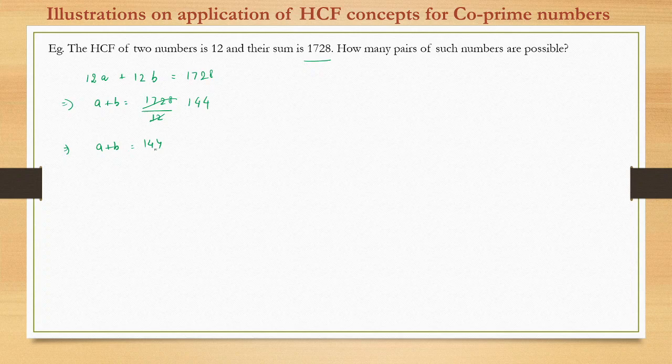So this boils down to finding the number of ways in which a number can be written as a sum of two co-prime numbers, right? So this we already know. We have seen that a number can be written as a sum of co-prime numbers. So earlier we had seen here.